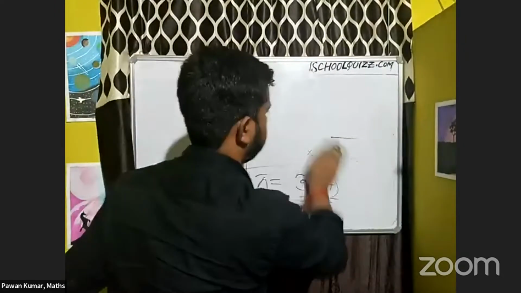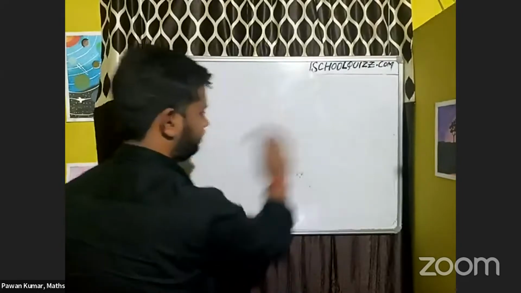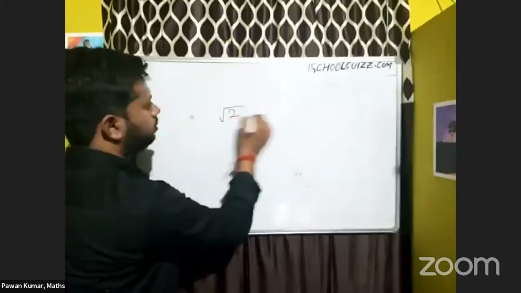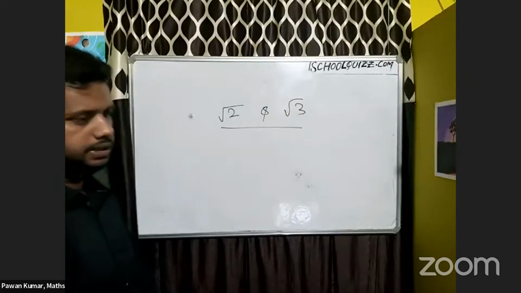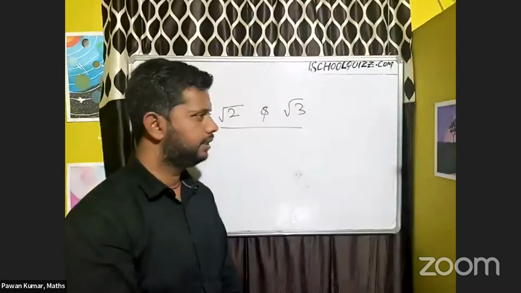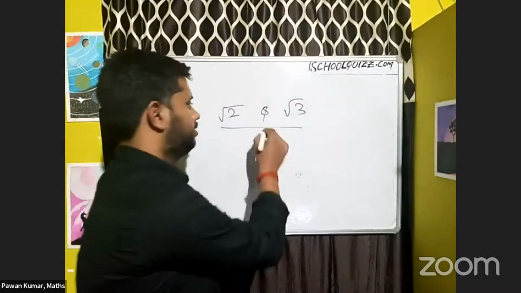Okay, tell me anything else you want me to discuss there? Sir, how to find irrational numbers between √2 and √3? Yeah, √2 and √3 सेम, सिंपल सी चीजें हैं। अगर एक छोटा सा आसान मेथड बताऊं, टफ मेथड बताऊं?